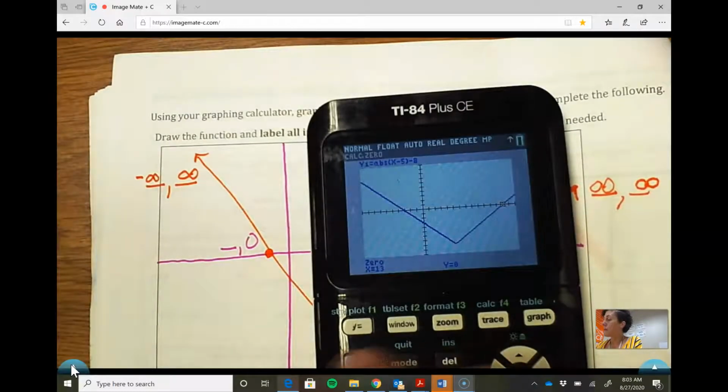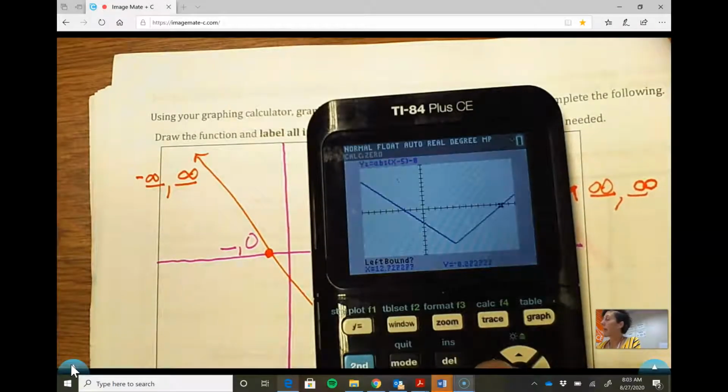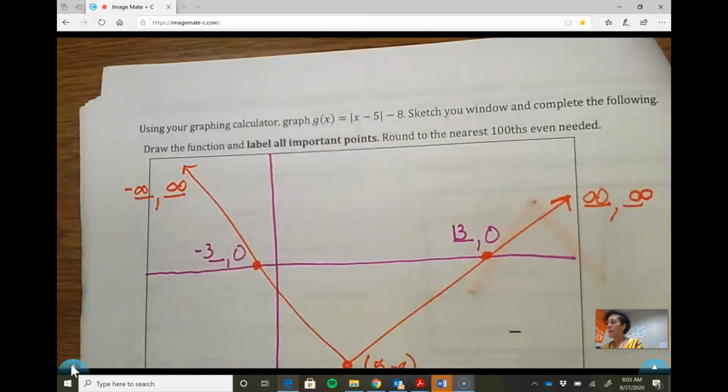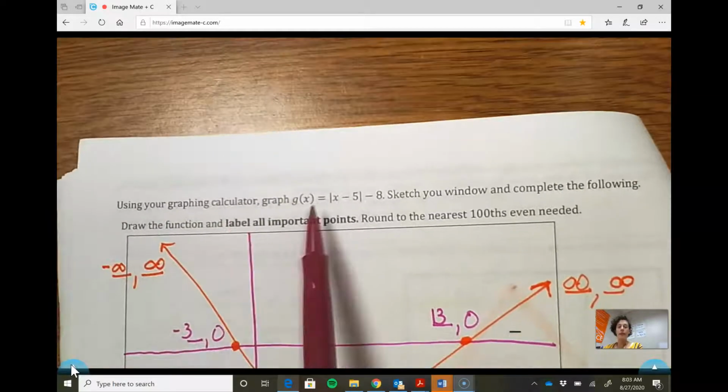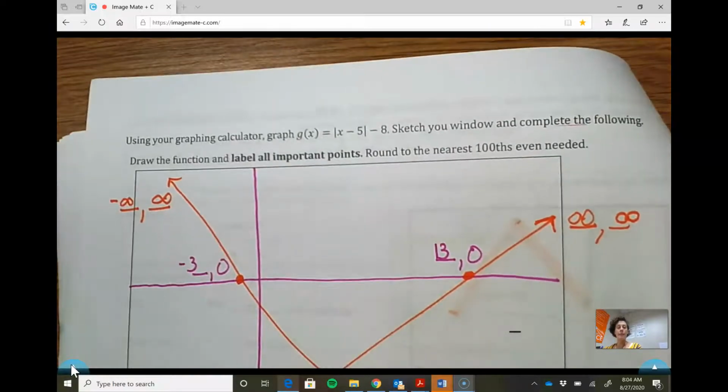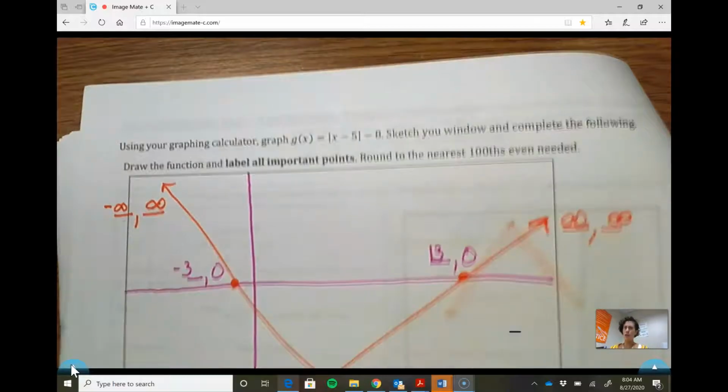And then the left one, so second trace, you got to start over, press 0 again. I got to arrow all the way over, so this is going to take a moment. All right, I'm where I think it is, go left, enter, go back to where you think it is, now go to the right for right bound, enter, and enter again. So that one is negative 3, 0. All right, I got my points, and that's all I had to do. Using your graphing calculator, graph that, sketch your window, and complete and draw the function, which we did, and label all the important points. I should probably read those directions first.